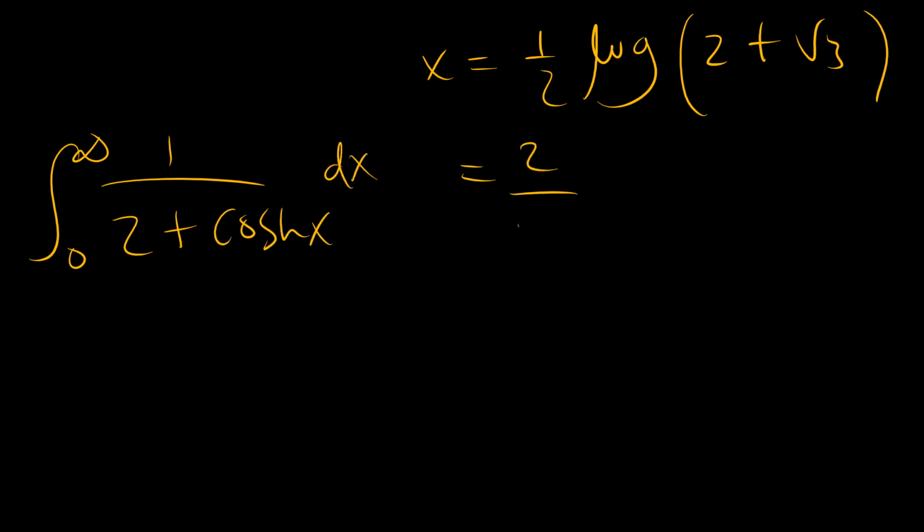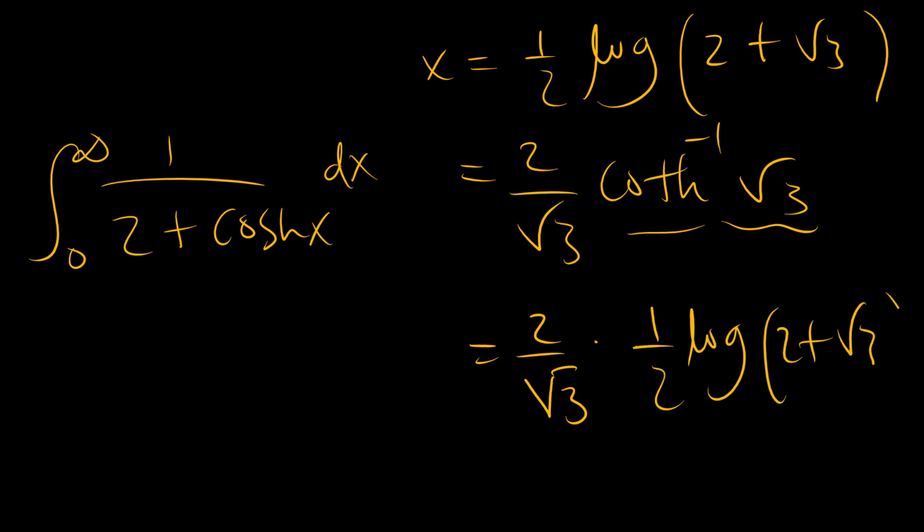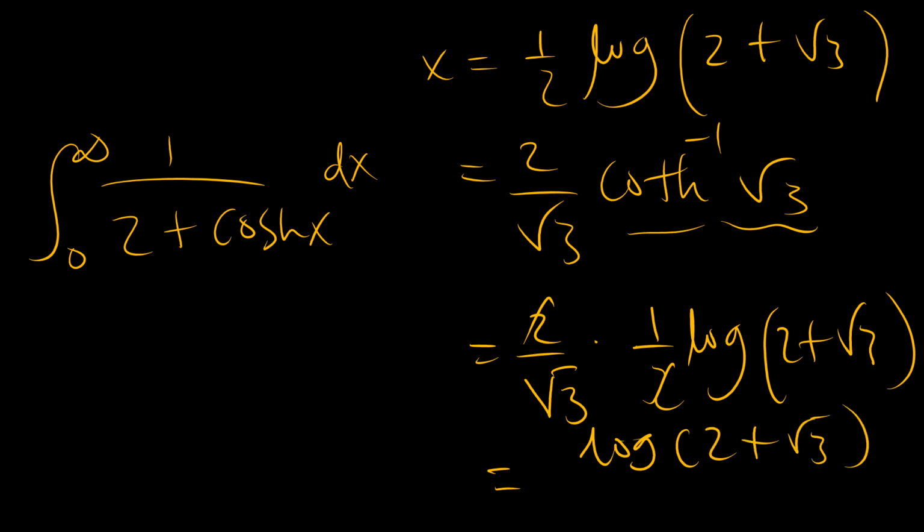So our integral was from 0 to infinity of 1 over 2 plus cos x, and we found it to be 2 over root 3 times the arc hyperbolic cotangent of root 3. And since this is now equal to a half of natural logarithm of 2 plus root 3, our answer could also be equal to natural logarithm of 2 plus root 3 all over root 3. So we have two ways of expressing our answers.